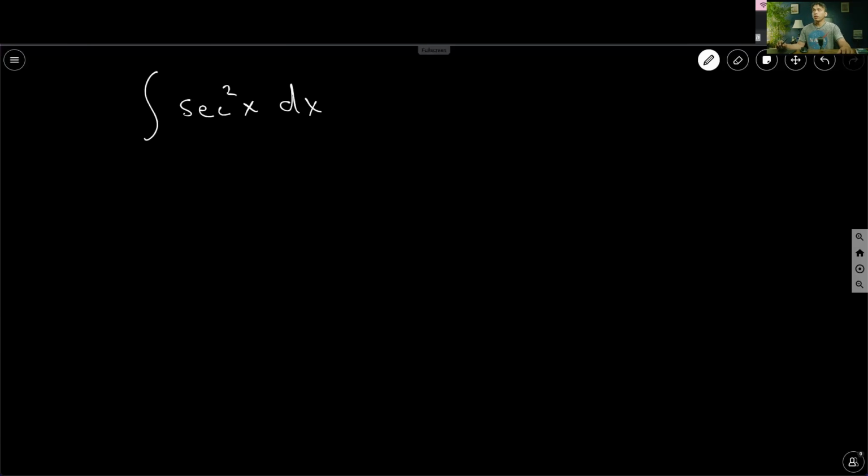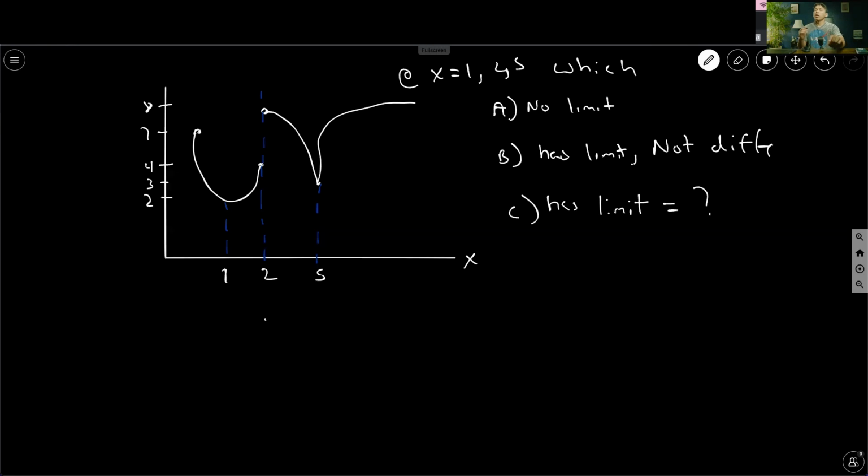For this problem, it's a pretty straightforward integration. Hopefully you remember the relationship between secant squared and its derivative function. If you don't remember, the identity is that when you take the derivative of tangent x dx, that gives you secant squared x dx. Therefore, the integral of secant squared x dx in this case just becomes tangent of x, and then don't forget, after that, plus c.